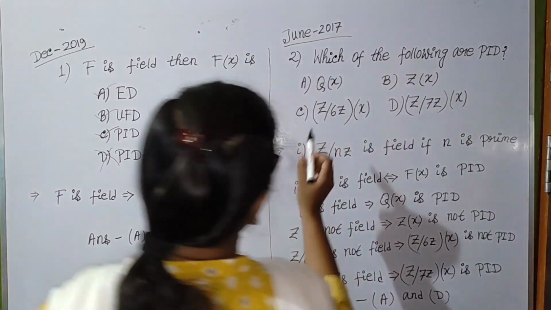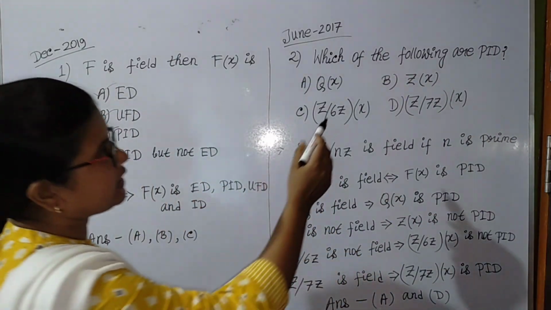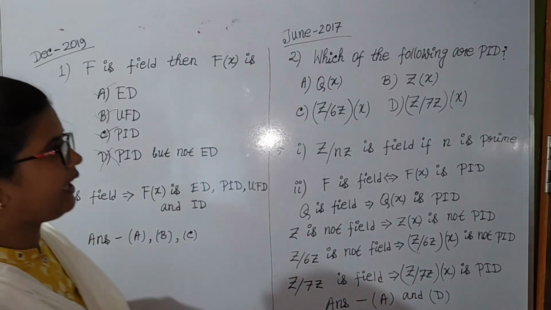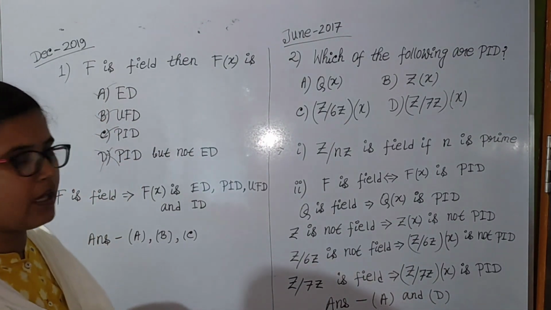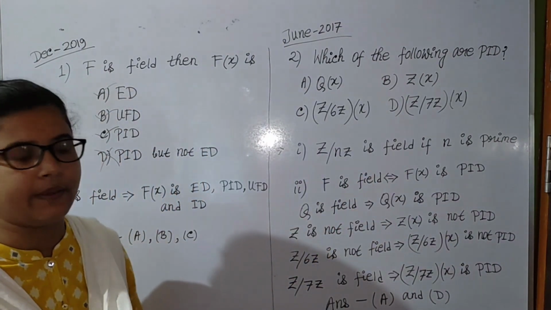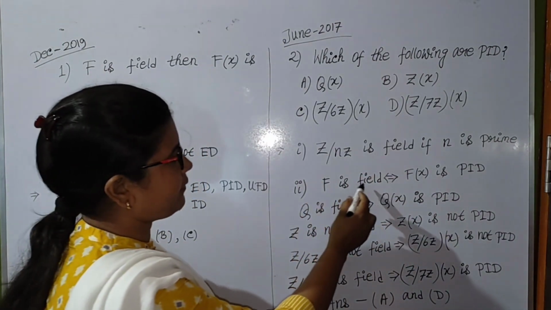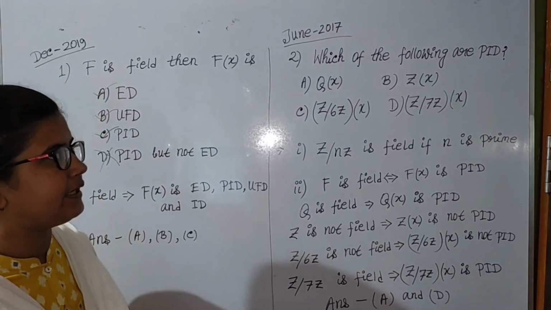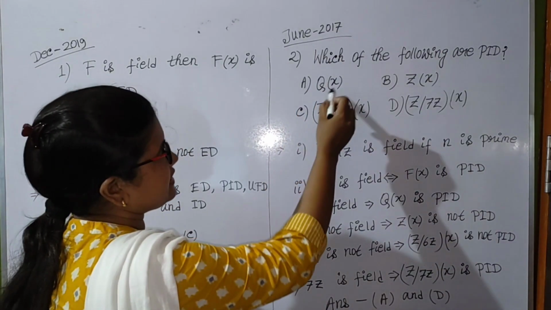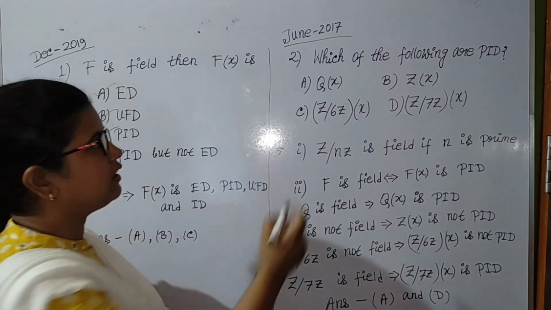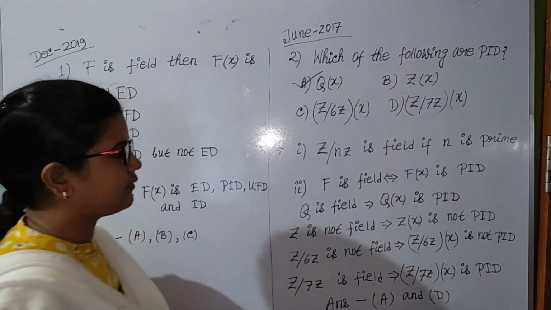Let's see the second question. The second question is: which of the following are PID? Options A, B, C, D are given. First, we know that Z/nZ is a field if n is prime. And second, F is a field if and only if F[x] is PID. In this case, Q is a field, so Q[x] is PID. So option A is correct.